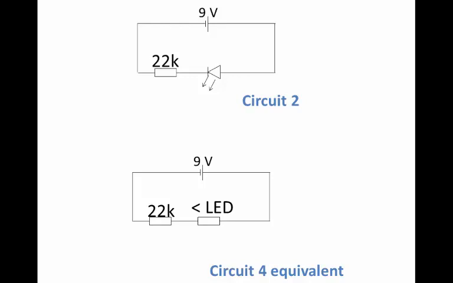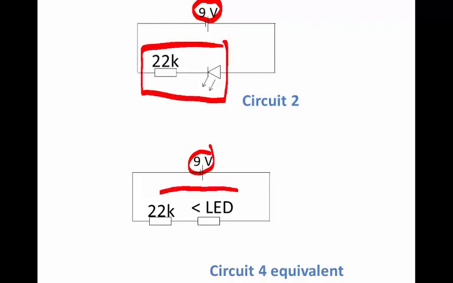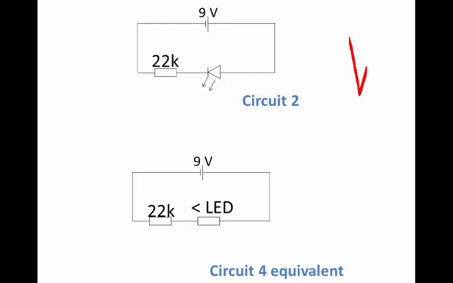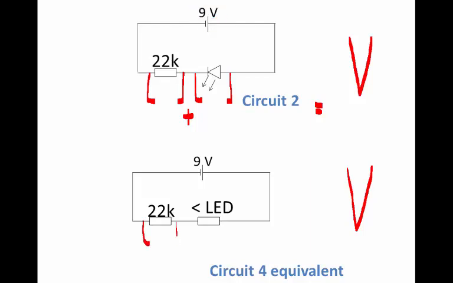In both cases, there is 9 volts supplied by the battery, and that must be shared between the two components in the circuit. So let's make 9 volt be this size. The size of the letter is indicating the quantity. So those two are meant to be the same size. And so the potential difference across the 22K plus that across the LED must add up to 9 volt. And the potential difference across this 22K and the equivalent resistor in circuit 4, the sum of them must equal 9 volt as well.